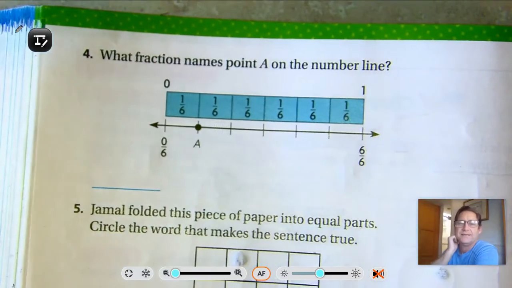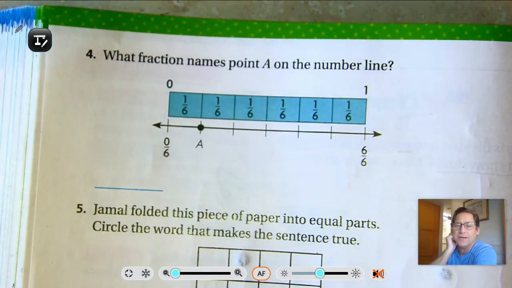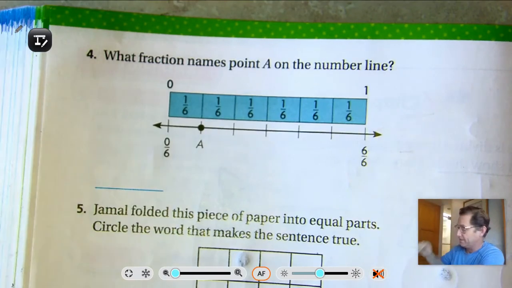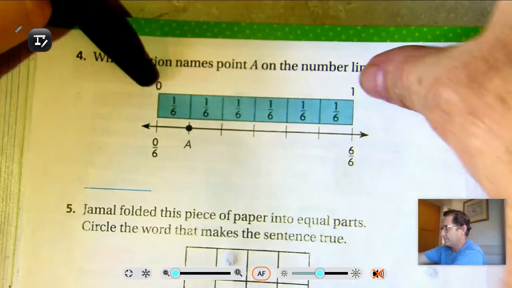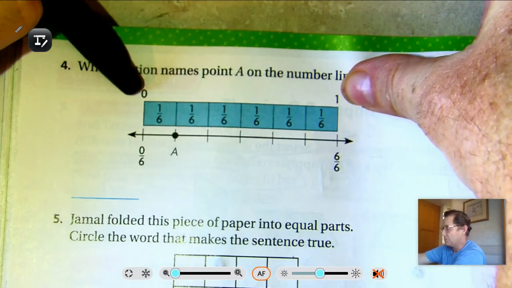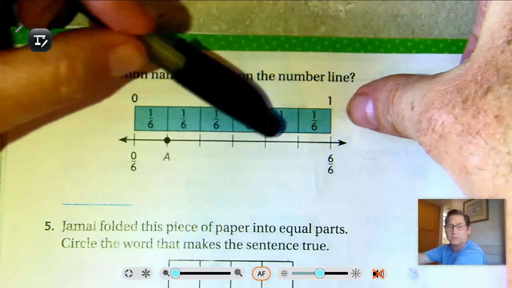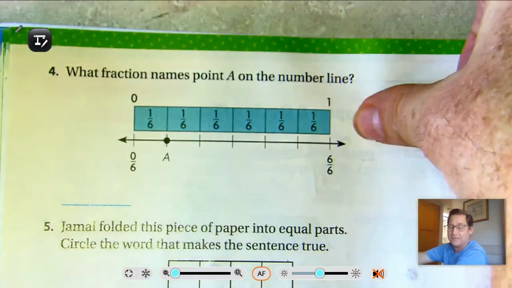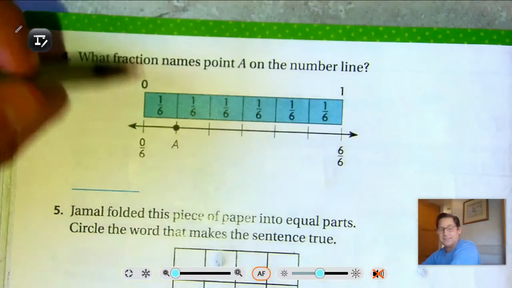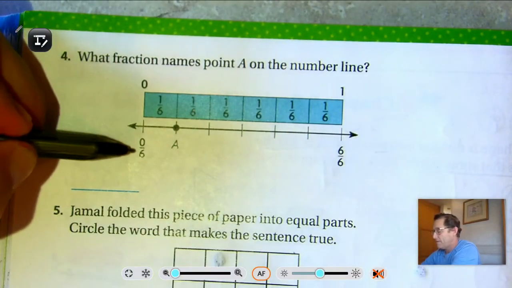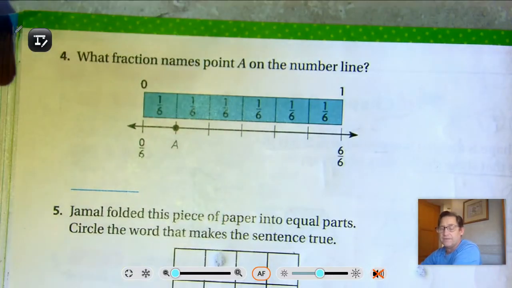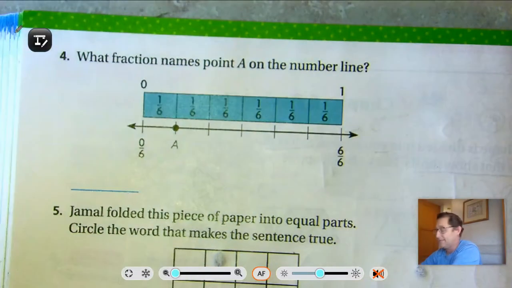What fraction names point A on the number line? Okay, so a couple things that I would look at as I'm going over this. I see that from 0 to 1 on this number line is broken into 6 equal sections, or 6 equal parts. Each part is 1/6. How do we know that? Because, well, one, there's 6 equal parts. And if each part is equal, they have to be worth 1/6.